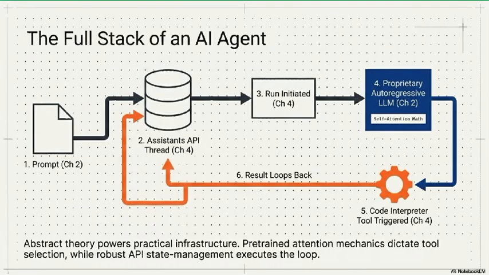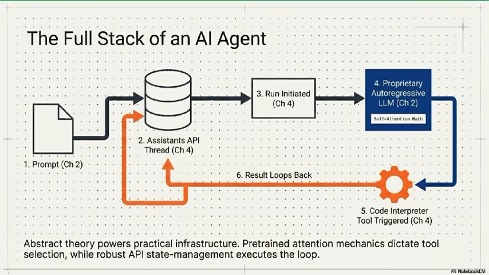And step 4 is the brain itself, the proprietary autoregressive LLM. This is where the self-attention math happens. It reads the coordinates, calculates the weights, and realizes that predicting text isn't enough to calculate ROI. Right. So instead of answering, it moves to step 5. A tool is triggered. Based on the math, the AI decides it needs help, so it triggers the code interpreter. It spins up the terminal. It writes the Python code to do the ROI math and executes it.